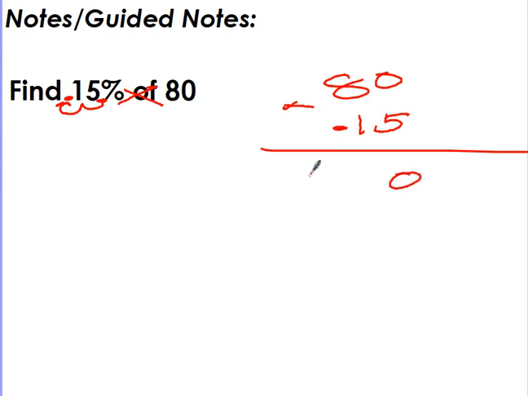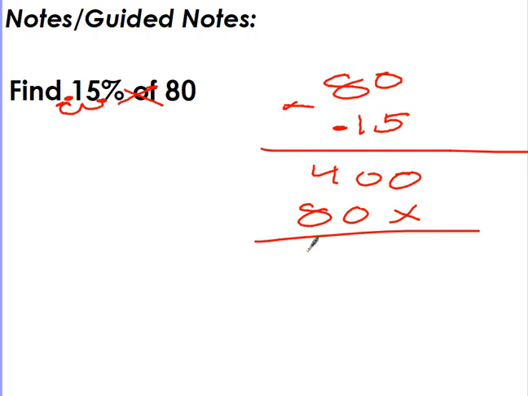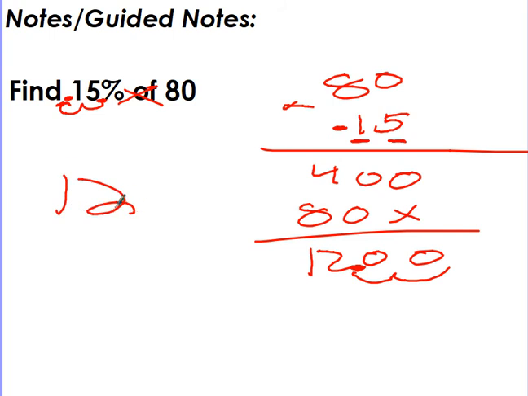So 0, 40, 0, and 8, and I should get 1200, but then I have to account for my decimal: 1, 2 numbers after the decimal. So 15% of 80 is 12. If this was a sale of 15% off, that means it's $12 off of the original cost. If this was a tip, that means we're going to leave a $12 tip on this $80 meal, so now it's a $92 meal.